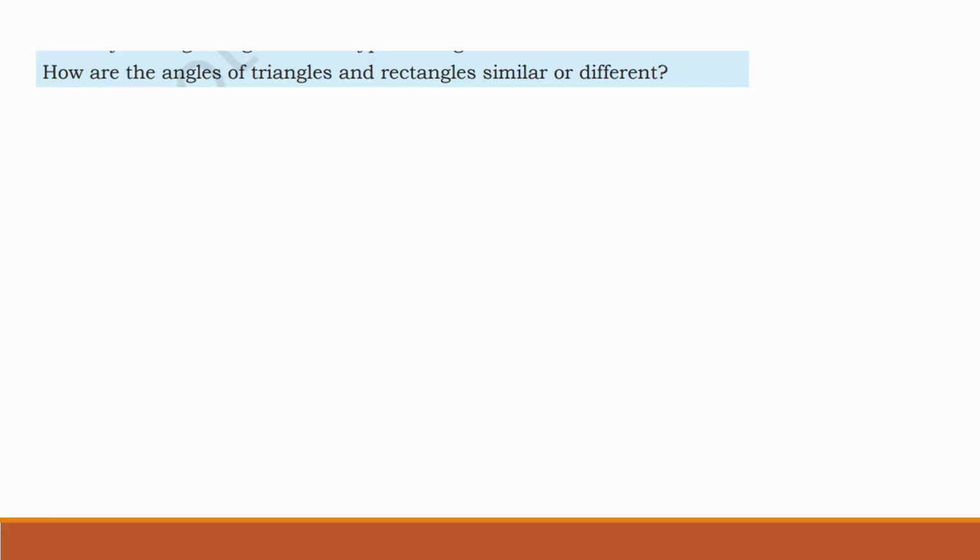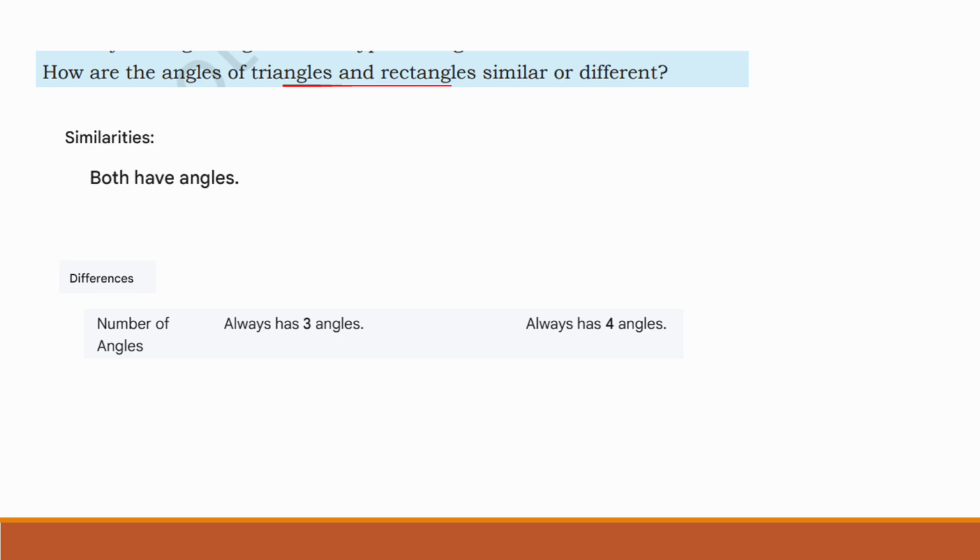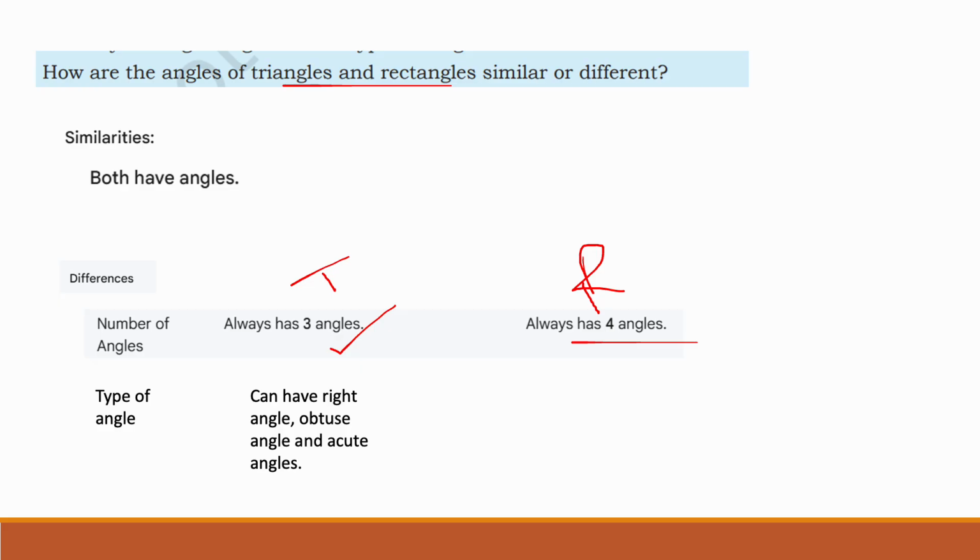How are the angles of a triangle and a rectangle similar or different? See, these angles are different. The only similarity is that both have angles. But what about their differences? What about the number of angles? A triangle has three angles. A rectangle always has four angles. Then what about the type of angle? A triangle can have a right angle, obtuse angle and acute angles. A rectangle has only right angles. All four angles are right angles.